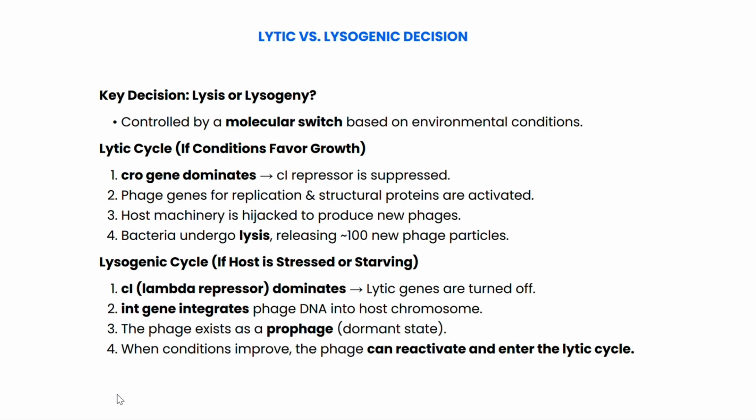CI or lambda repressor. If this dominates, the phage remains dormant. CRO or control of repressor. If this dominates, the phage enters lysis and kills the host. So this balance determines whether lambda phage acts as a silent passenger or an active killer. But what happens when the lysogenic phage decides to wake up? Let's explore how prophages excise and enter the lytic cycle.